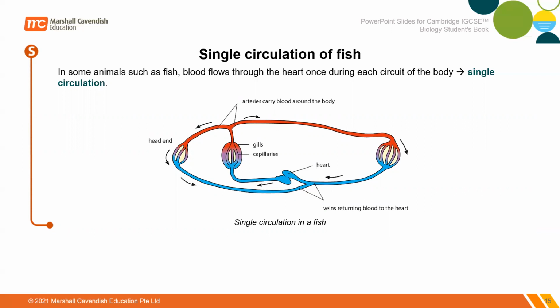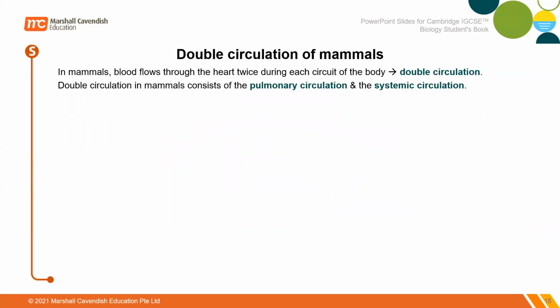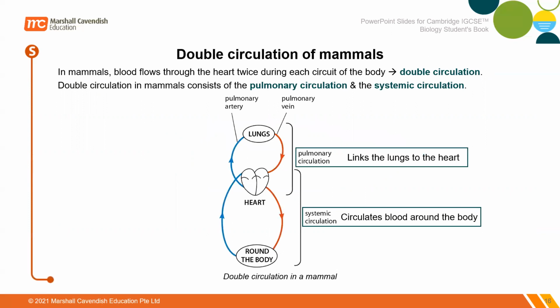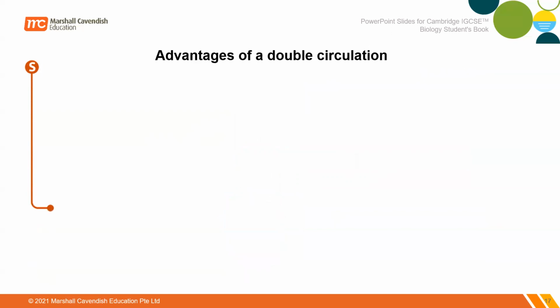We have two types of circulation: single circulation of fish, because blood will transport only once in the heart for gas exchange or for diffusion, and double circulation happened in mammals, because we have pulmonary circulation and systemic circulation. Pulmonary circulation is a circulation between the heart and the lungs, systemic circulation between the heart and the body. That's why we have two types of circulation.